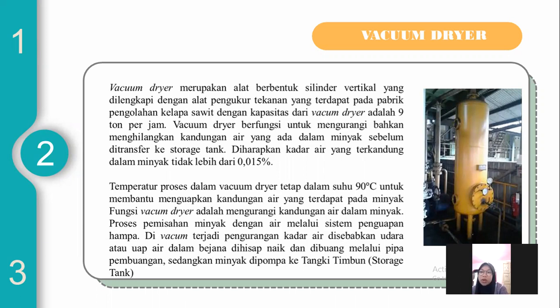The function of the vacuum dryer is to reduce the water content in the oil, separating oil from water through the vacuum evaporation system. In the vacuum, the water content is reduced because air or water vapor in the vessel is sucked up and discharged through the pipe, while the oil is pumped into the storage tank. Okay, I think that's all. I will hand it back to the moderator.